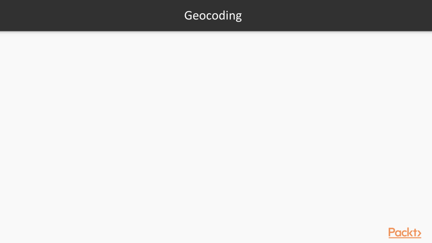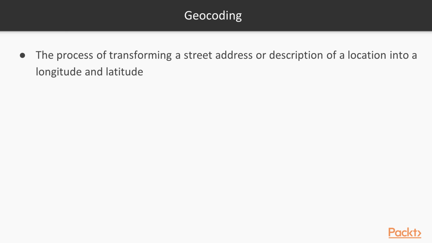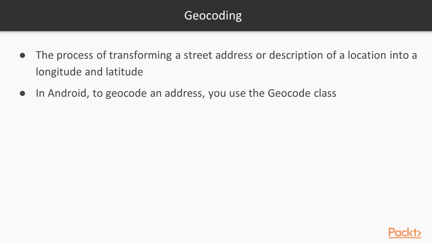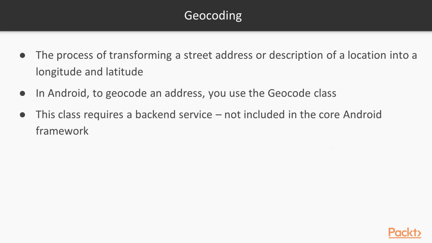Geocoding, which will be very important for us in this section, is the process of transforming a street address or description of a location into a longitude and latitude value. And we could take the longitude and latitude values to create a location from it. In Android, to geocode an address, you use the Geocoder class. This class requires a backend service that isn't included in the core Android framework, but we don't need to worry about that for our case.